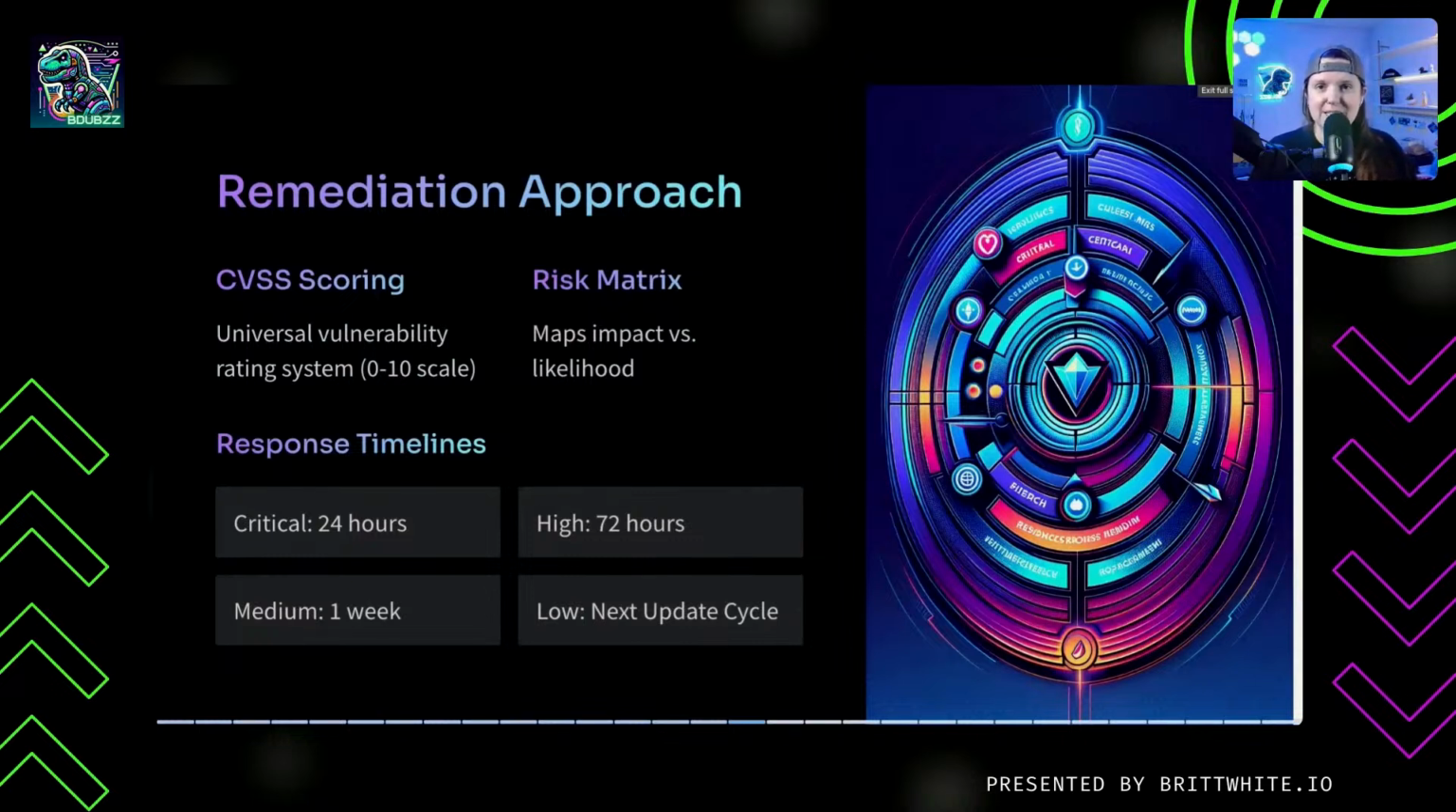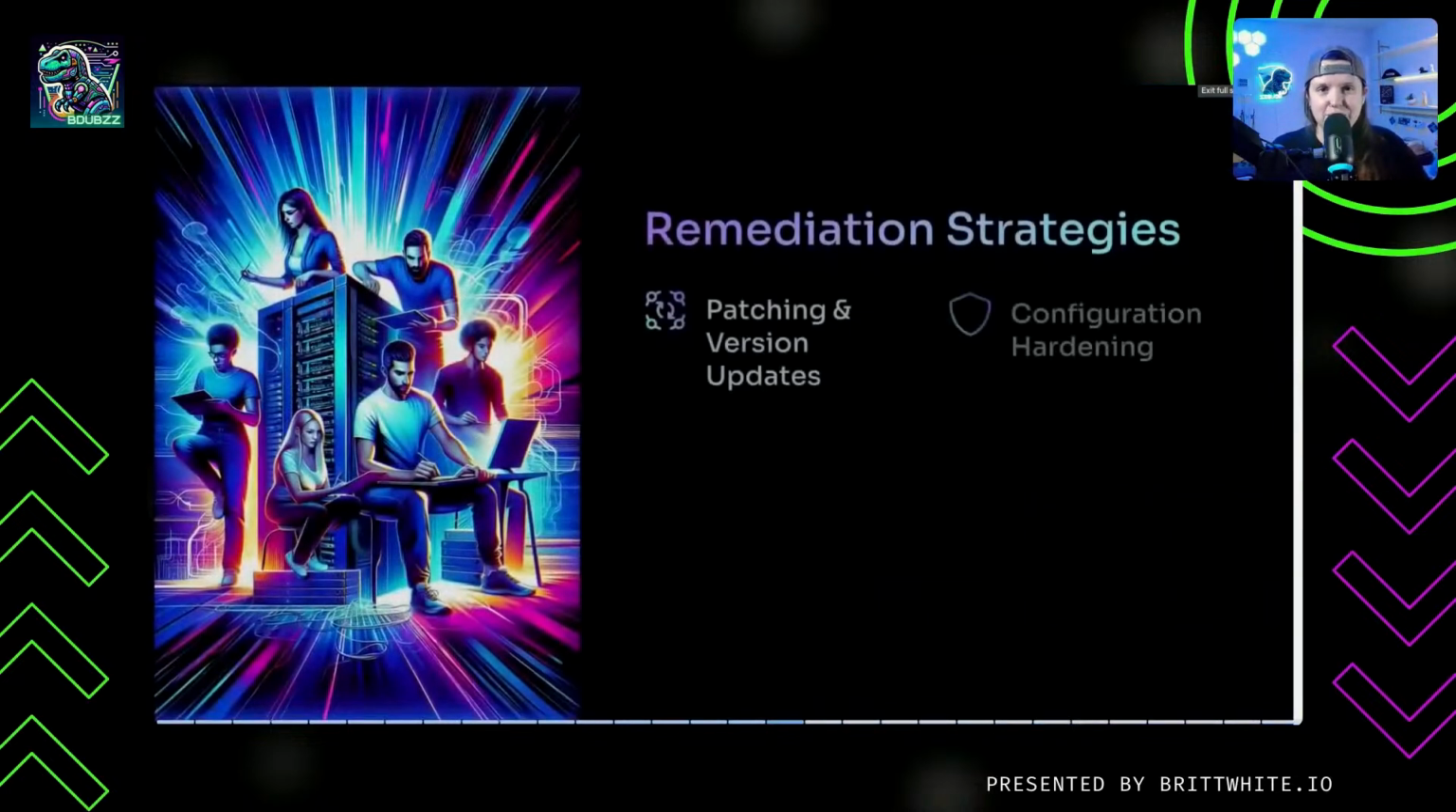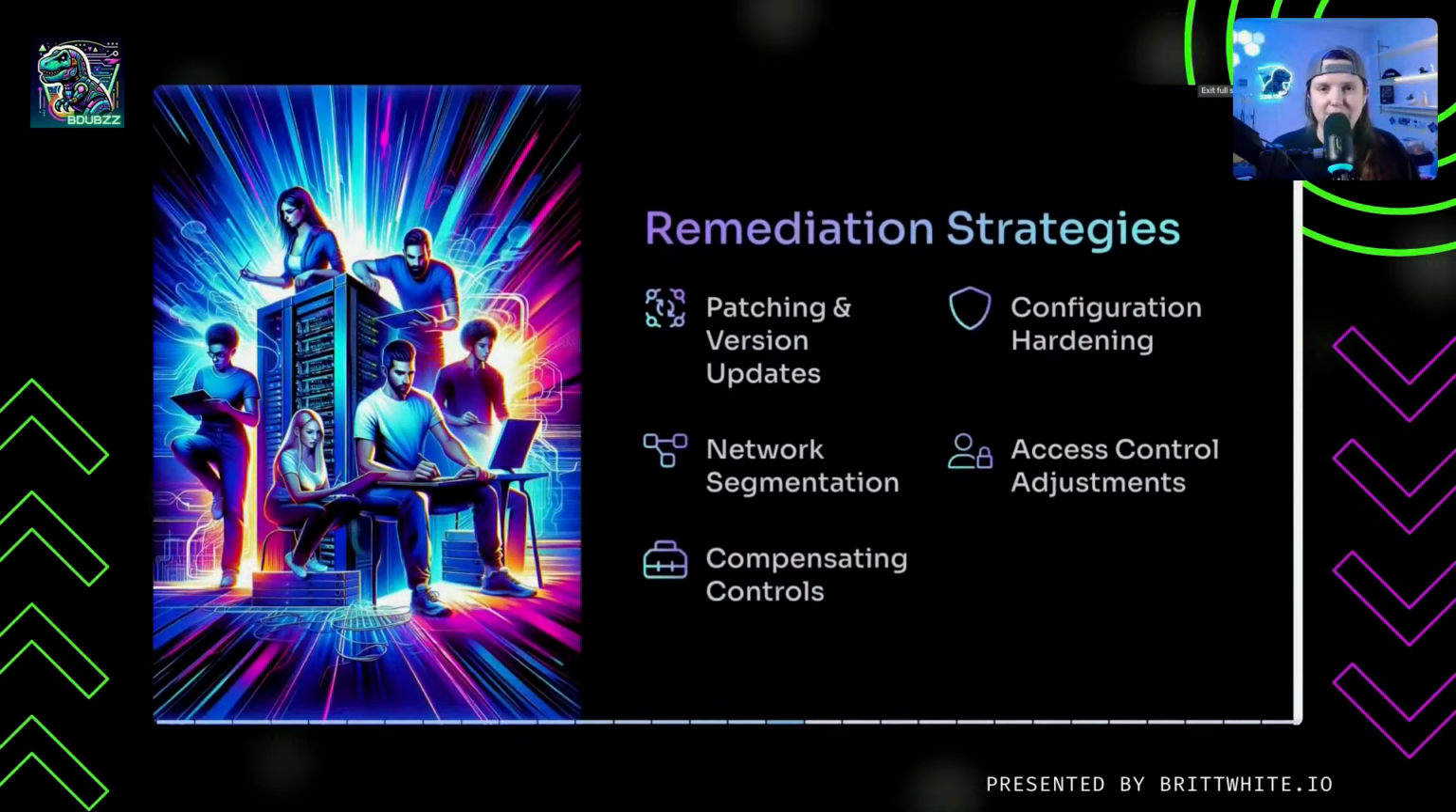High priority issues get a 72-hour window, medium priority issues get a week, and low priority items can wait until the next regular update cycle. These clear timelines make sure everyone understands what's expected. For example, a critical vulnerability with a CVSS score of 9.8 on a public-facing server gets patched immediately, while a low severity issue with a CVSS score of 3.2 on an internal system waits for the next update cycle.